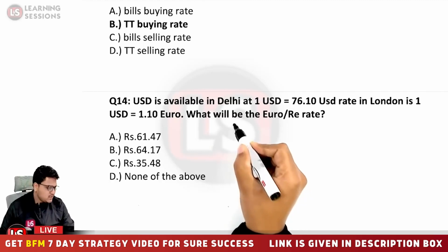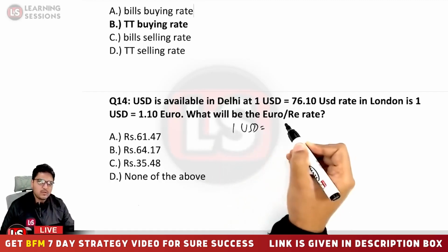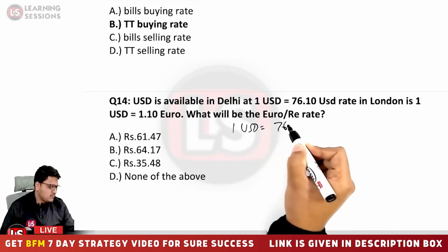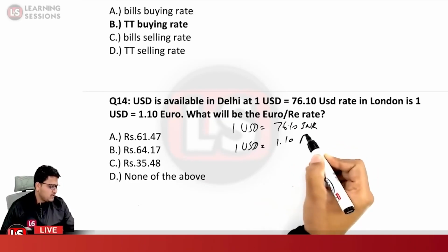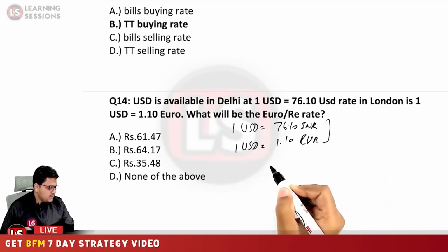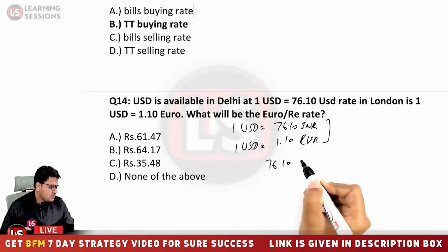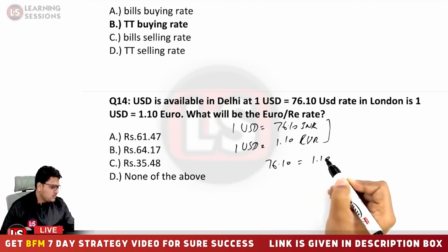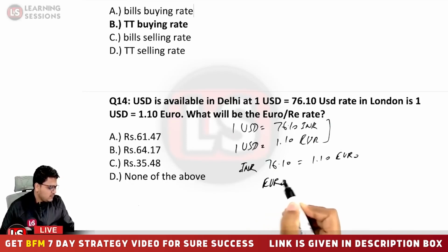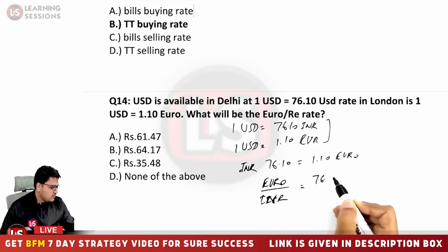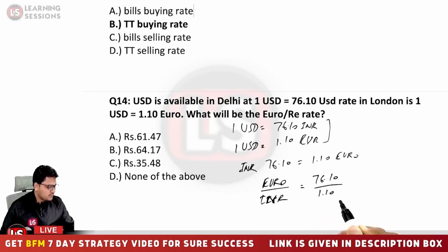So 1 USD is equal to 76.10, so simply equate the USDs over here. 1 USD is equal to 76.10 INR, and 1 USD is equal to 1.10 euro. Here it is INR, over here it is euro. Simply we'll be equating these two. So we can simply say 76.10 INR is equal to 1.10 euro, or the euro to INR rate we were to calculate. So euro to INR is equal to 76.10 divided by 1.10. So that will be the answer over here.